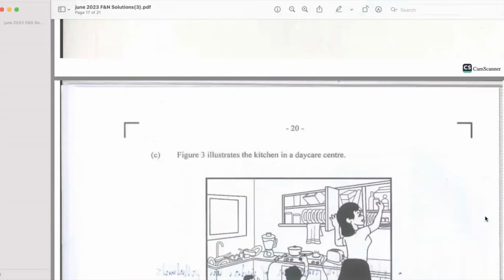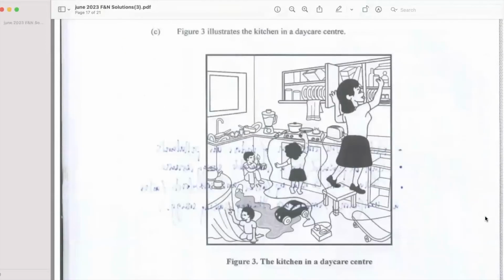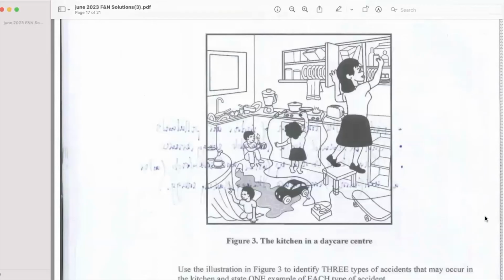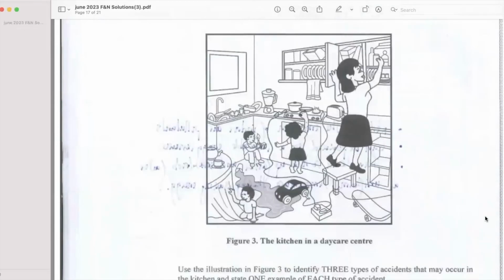Illustrate the kitchen of a daycare center. So this is a picture that they gave. So this is a kitchen in a daycare center. Let's see the question. All right, identify 3 types of accident. So you can look before going to the responses. Tell me some accidents that you think are happening here.